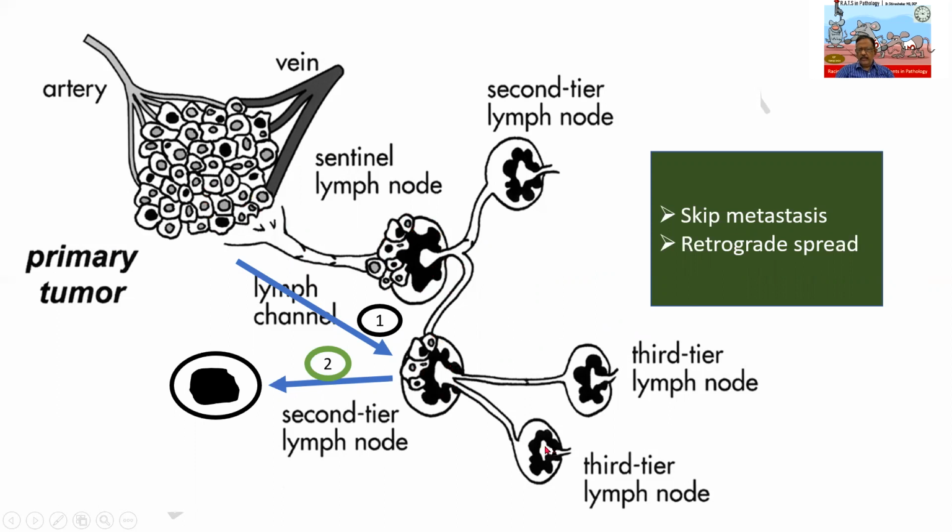And in some cases, again, it is not able to spread in this direction. It goes backward, which is called a retrograde spread. Usually a spread is progressive. Sometimes it can skip, sometimes it can become progressive. Why it happens is, supposing there is a lot of fibrous tissue around the lymph node, the tumor cells are not able to penetrate, so it becomes a kind of bypass, and then you have this skip metastasis.